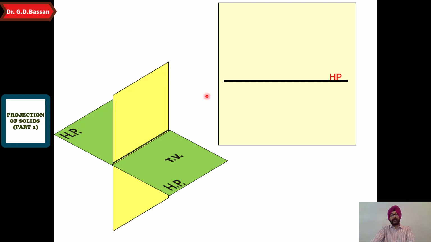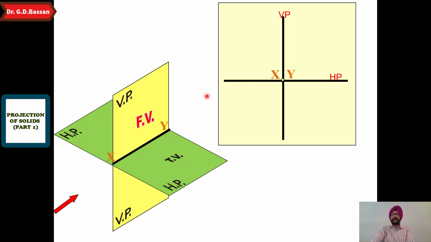The vertical plane is perpendicular to the horizontal plane, as you are seeing here. In 2D, we take a line perpendicular to the horizontal plane, which gives the vertical position of the vertical plane. You also know that on the vertical plane we get the front view of the object. If we see all four quadrants from the side, your XY line will be seen as a single point in the two-dimensional view, that is X and Y here.